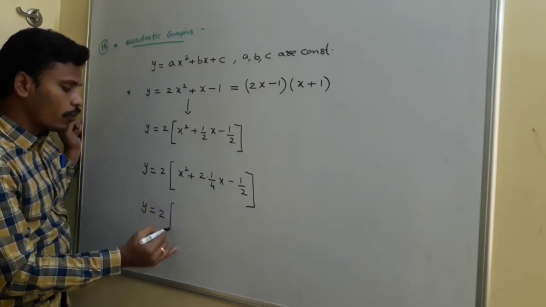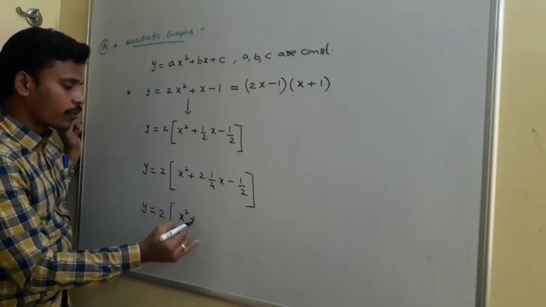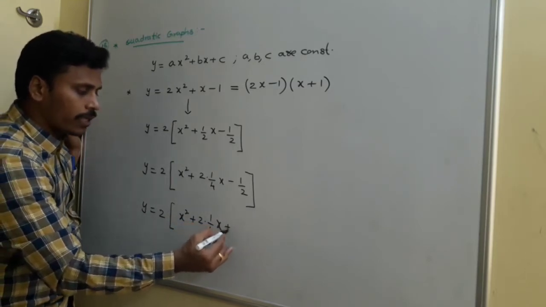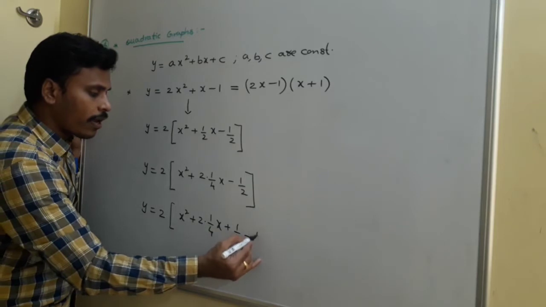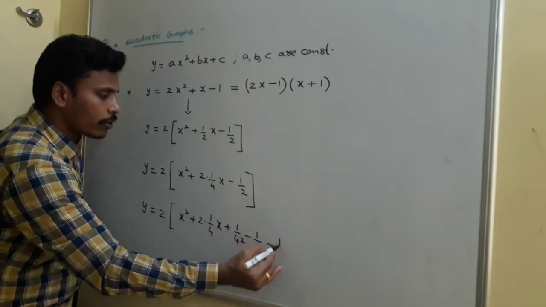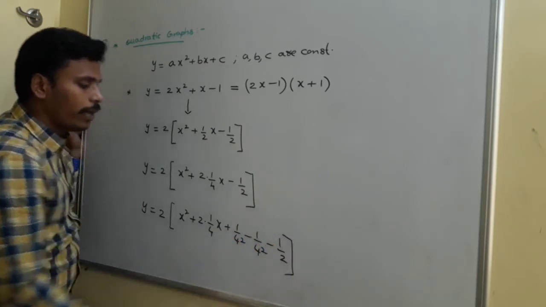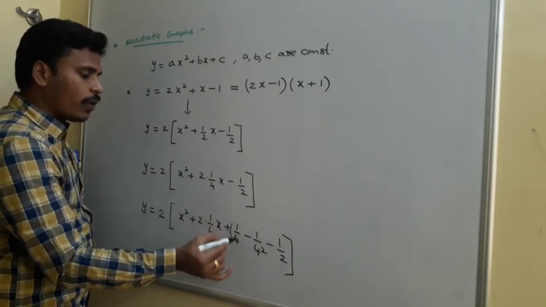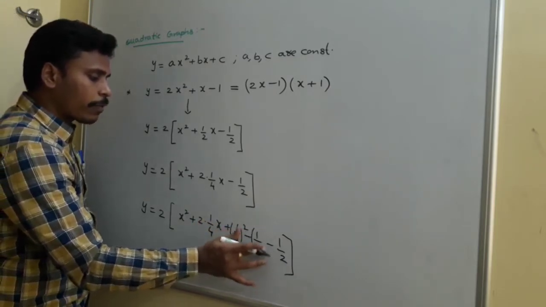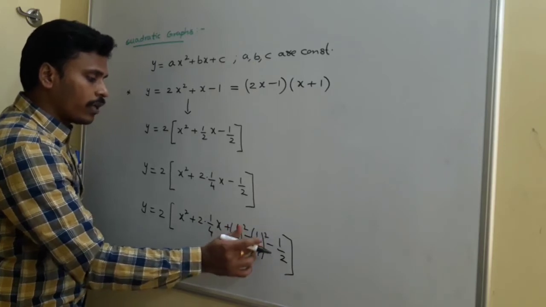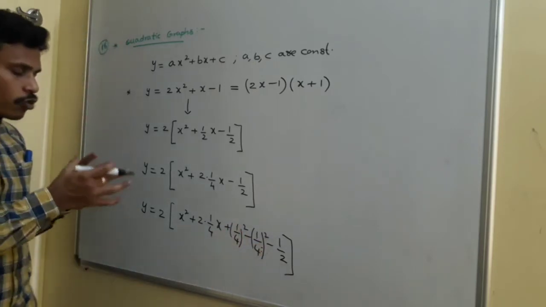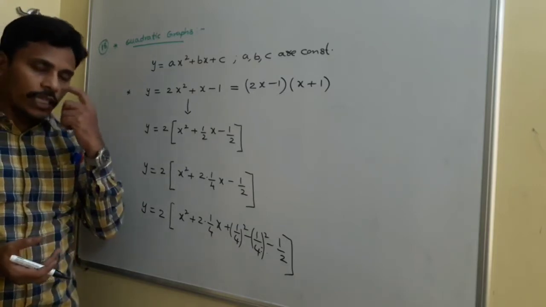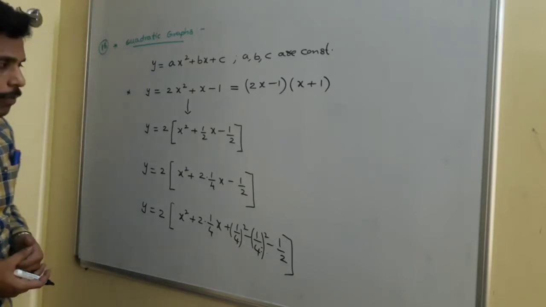Then y is equal to 2 times of x square plus 2 into 1 by 4x plus 1 by 4 square, minus 1 by 4 square, minus 1 by 2. Is it clear? I am adding 1 by 4 square and subtracting 1 by 4 square just to frame a perfect square. Already we learned the way of solving quadratic equations with the perfect square method.